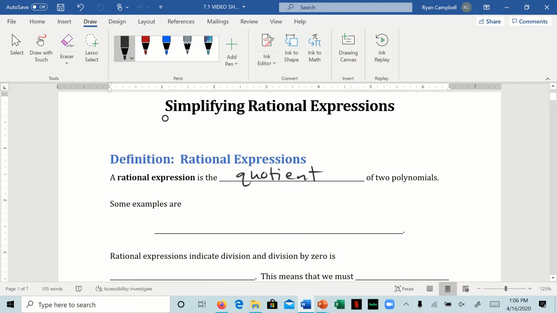That could be something like x squared plus 1 over x squared plus 2x minus 3, right? It could be something like x over x squared minus 1. It could also be something like 4 over x minus 2, because remember, 4 is a polynomial, right? It's called a constant polynomial, or vice versa.